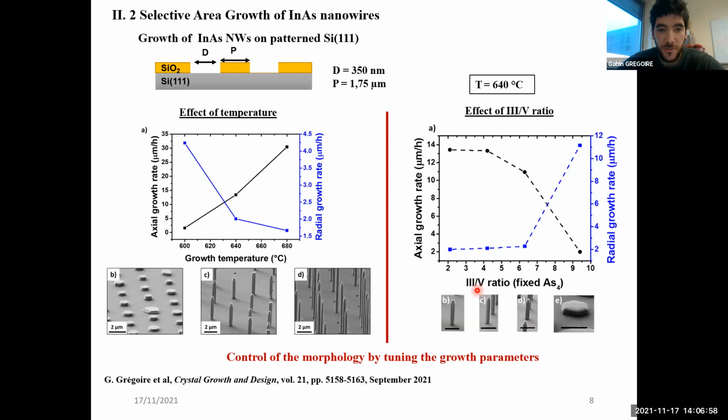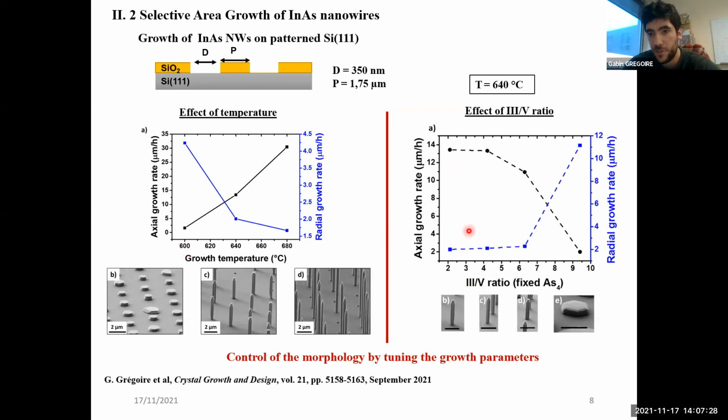Then we conducted a study as a function of temperature and also trifle ratio in order to see if we were able to control the morphology of the crystal. And as you can see on the first figure, by changing the temperature, we can switch from platelet to nanowire. So at low temperature, we have a low axial growth rate, which is due to a low kinetics of decomposition of the precursor, while at higher temperature, we increase this kinetics, so the nanowires are longer.